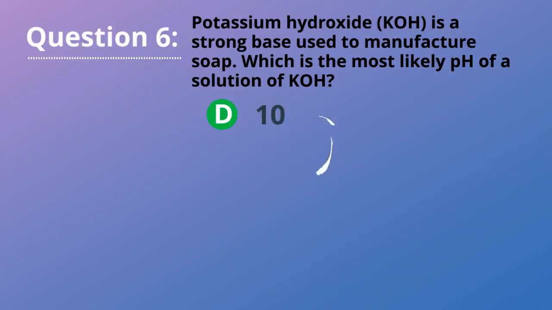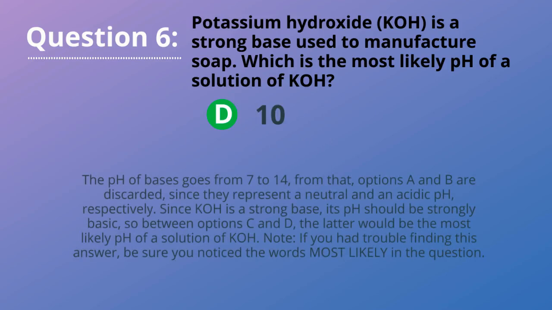The correct answer is D. The pH of bases goes from 7 to 14. From that, options A and B are discarded, since they represent a neutral and an acidic pH, respectively. Since KOH is a strong base, its pH should be strongly basic, so between options C and D, the latter would be the most likely pH of a solution of KOH. If you had trouble finding this answer, be sure you notice the words "most likely" in the question.